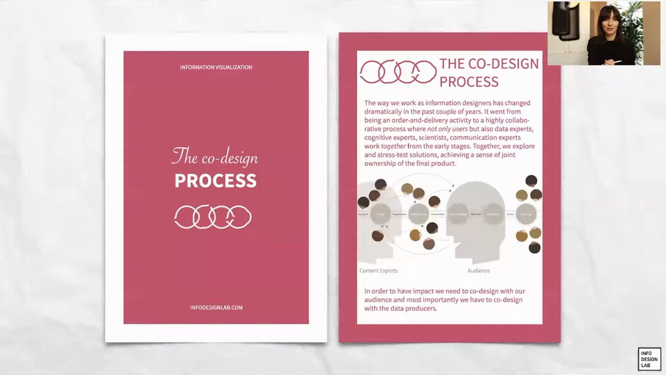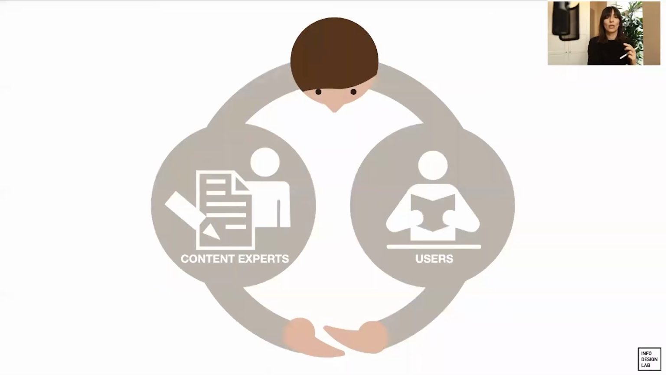So in order to talk about designing information, we have to take a step back and look at the co-design process. So the way we work as information designers has changed dramatically in the past couple of years. It went from order and delivery to a process where we mostly co-design with our audience, and most importantly, we co-design with the scientists, with the content experts. So we borrow tools for systemic design, service design, cognitive science, and we bring them into the information design and data visualization space. So the goal is to empower audiences to see patterns and to move from data to knowledge and action.